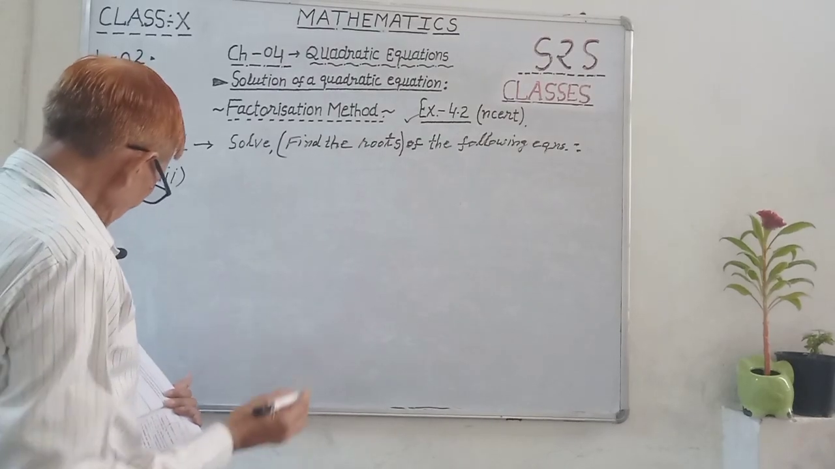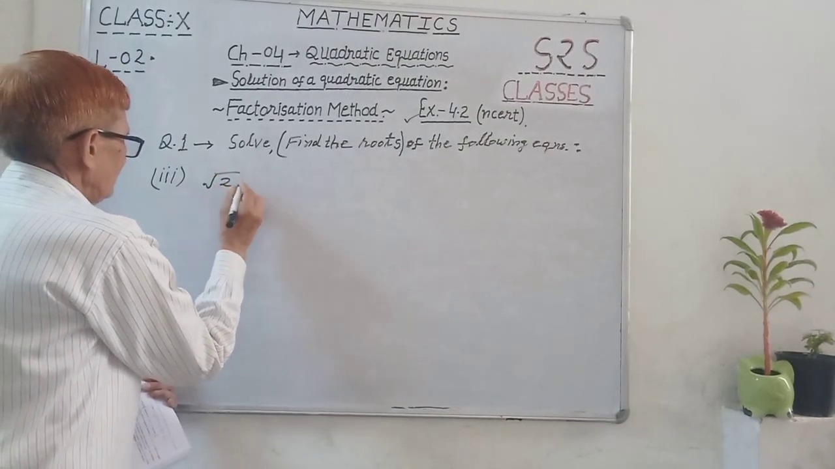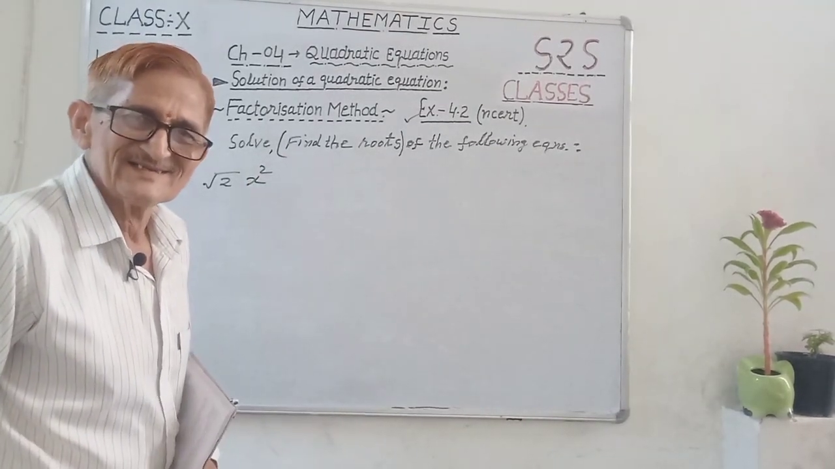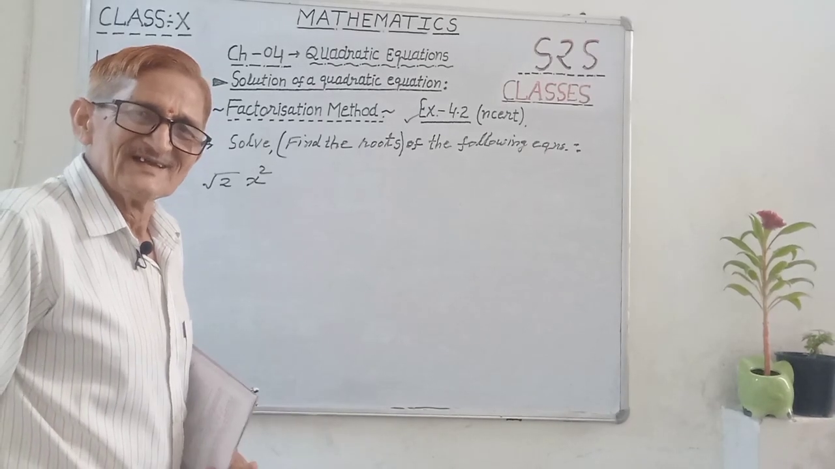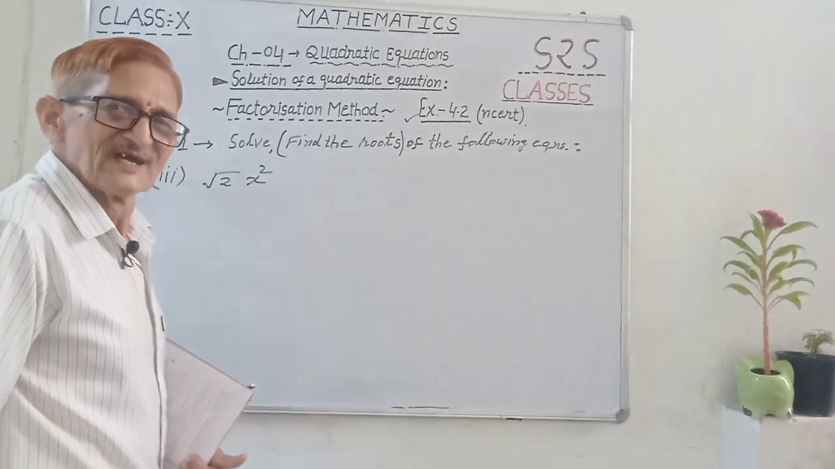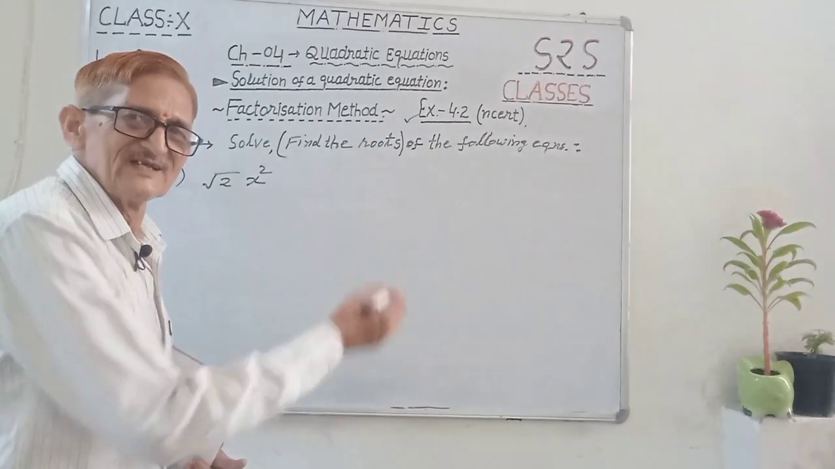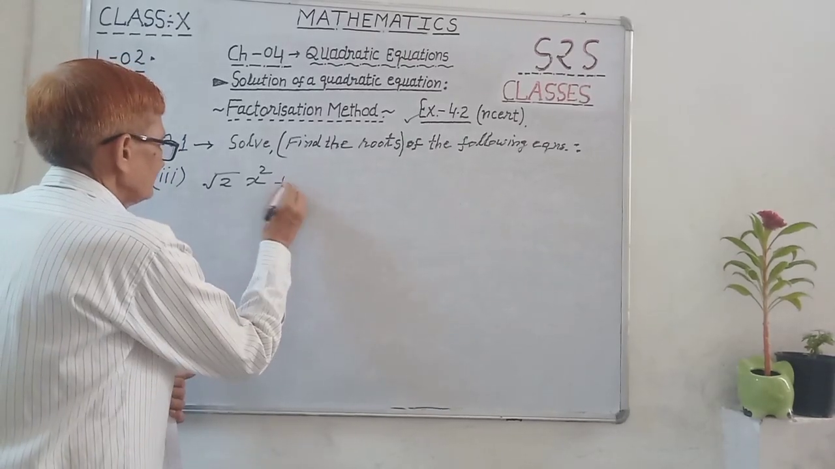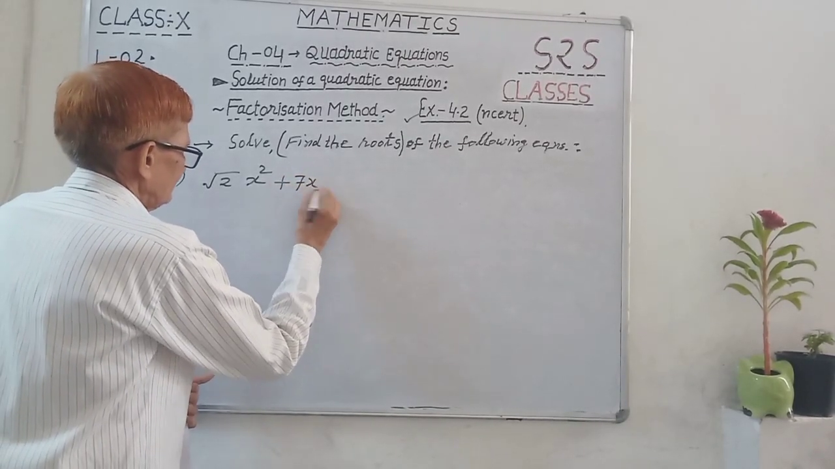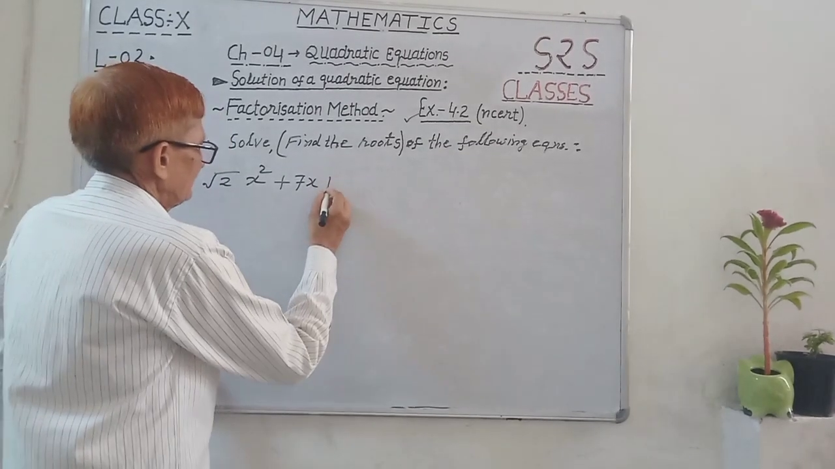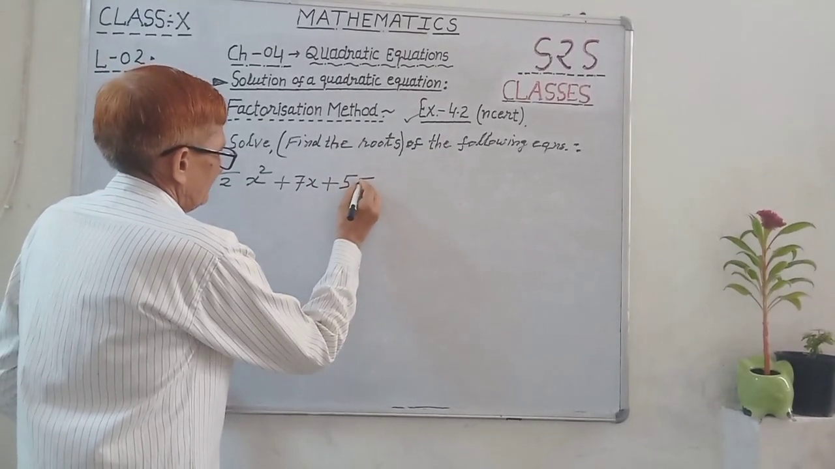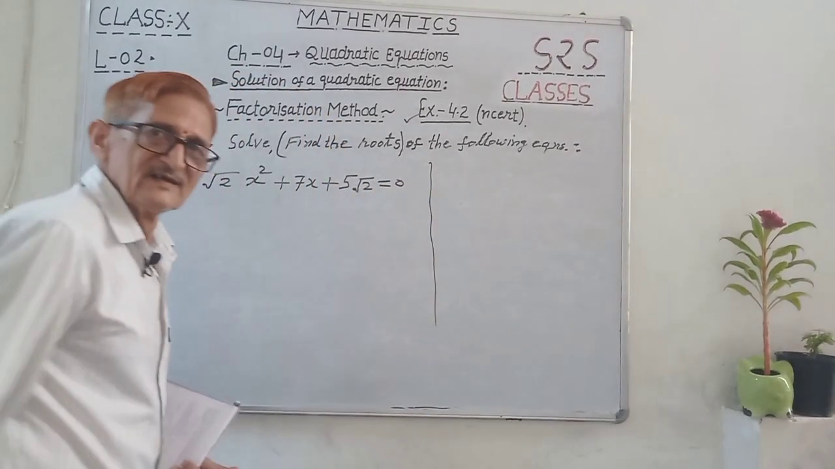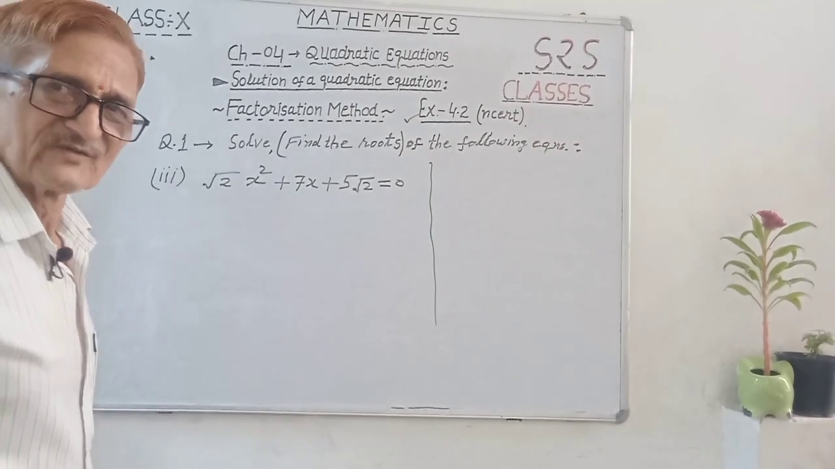The third part is root 2x square plus 7x plus 5 root 2 is equal to 0. You are reading irrational numbers, root 2, root 5, root 3, which may appear instead of a, b or c. So be careful, that's why I am telling you about this third part. Okay, this is the quadratic equation in the third part. We have to find the roots of this.